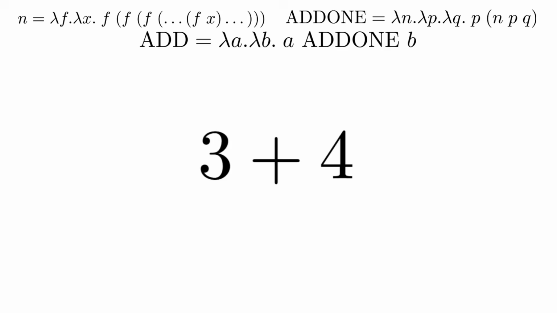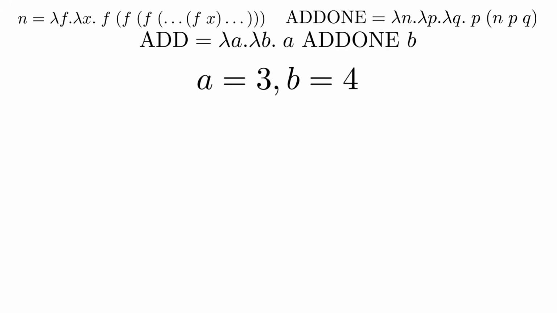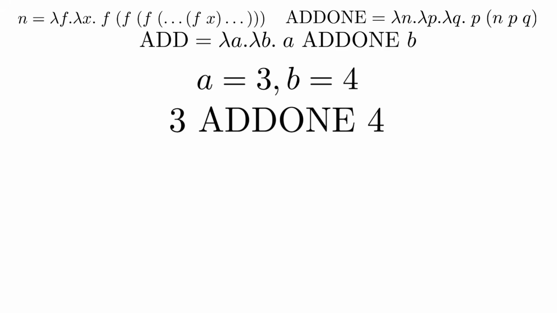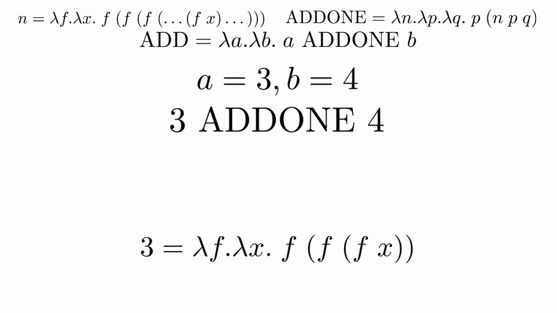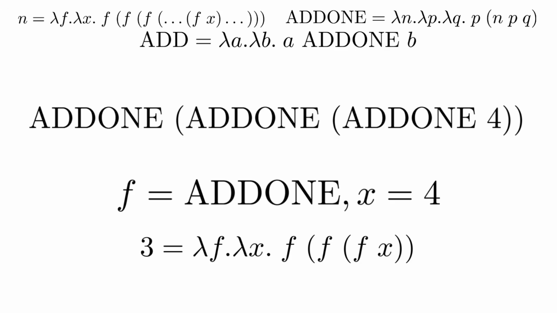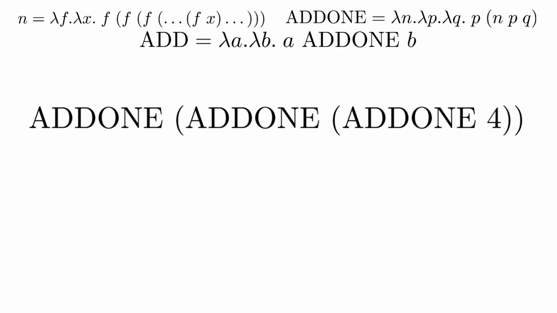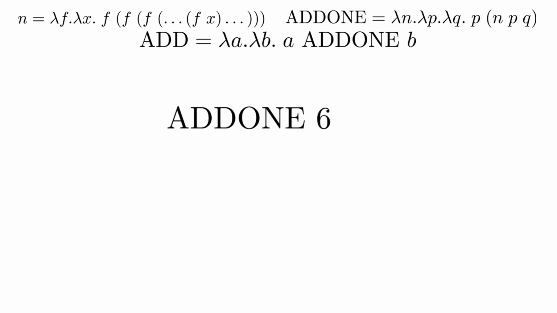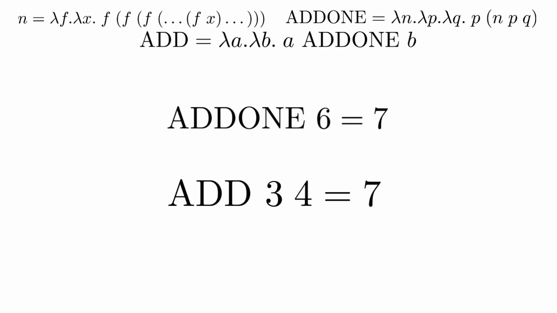Now let's try this for 3 plus 4. We do add 3 4. We replace a with 3 and b with 4, giving 3 add 1 4. Now 3 is defined as lambda f dot lambda x dot fffx. So we now replace all f's with add 1s and all x's with 4s, giving add 1 add 1 add 1 4. Now add 1 4 is 5 and add 1 5 is 6. Lastly, add 1 6 is 7, so add 3 4 is 7.